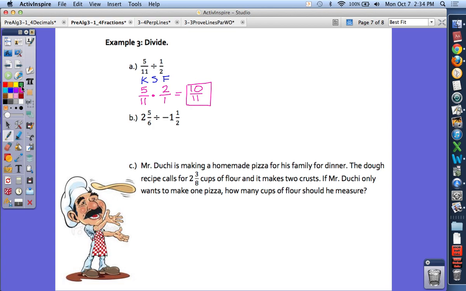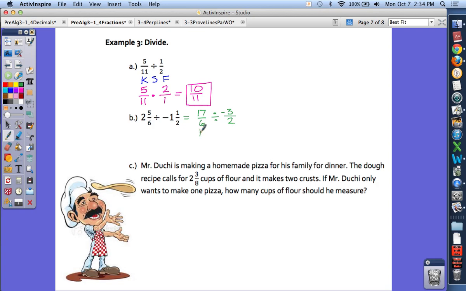On the next example, you have these mixed numbers, so I definitely would change them to improper first. 2 times 6 is 12, plus 5 is 17/6. I wouldn't even flip anything yet. Just keep it as a division problem. Just get the numbers into improper form. This is a negative, so this one's going to be a negative, and now just do 1 times 2, plus 1, so negative 3 halves.